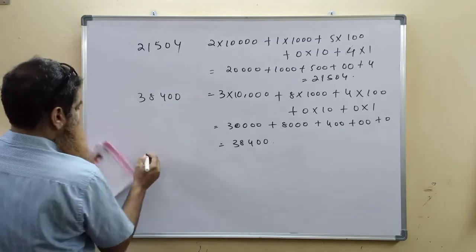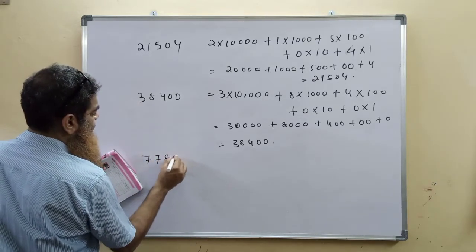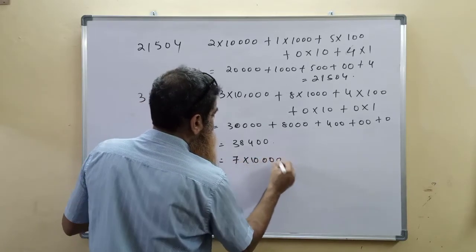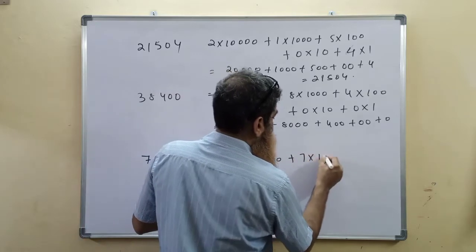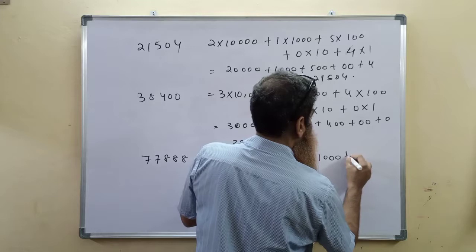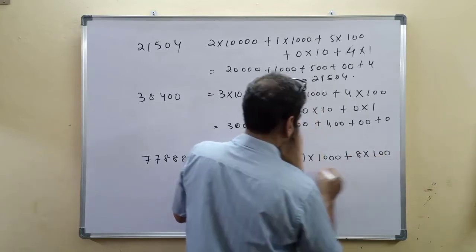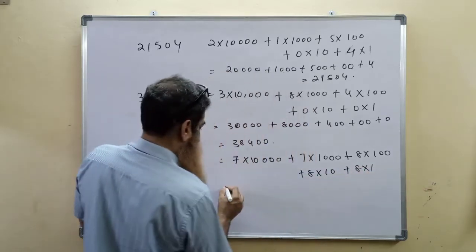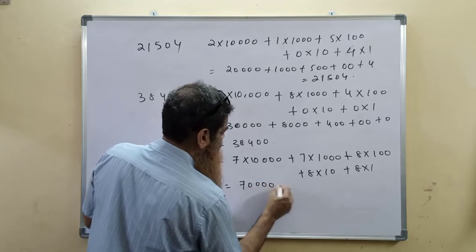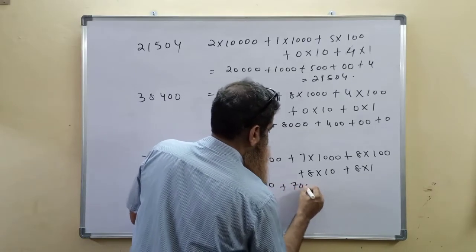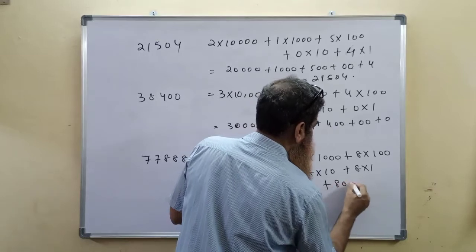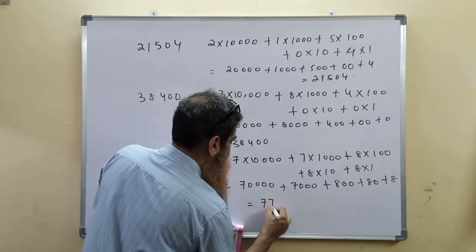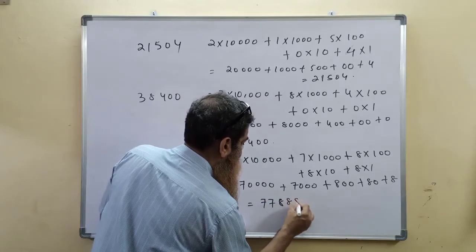Third in the series is 77,888. So it is 7 into 10,000 plus 7 into 1,000 plus 8 into 100 plus 8 into 10 plus 8 into 1. We have here 70,000 plus 7,000 plus 800 plus 80 plus 8. That obviously the result is 77,888.